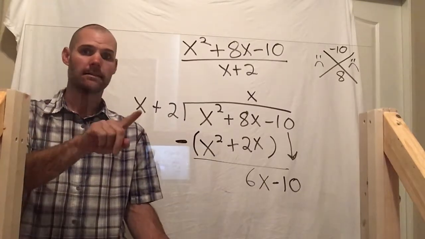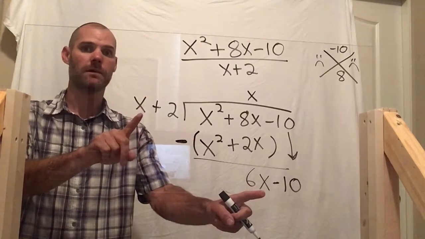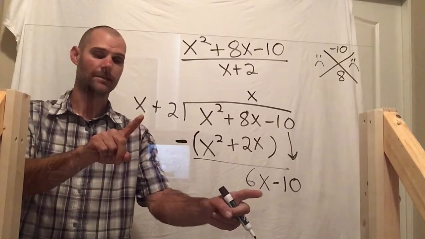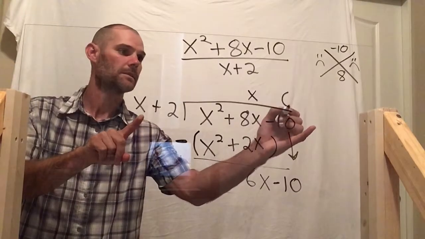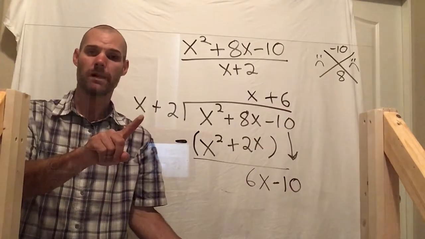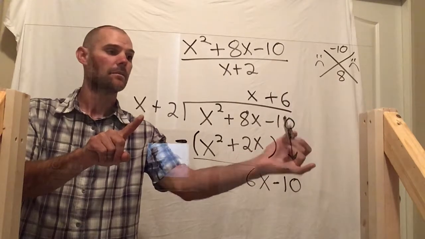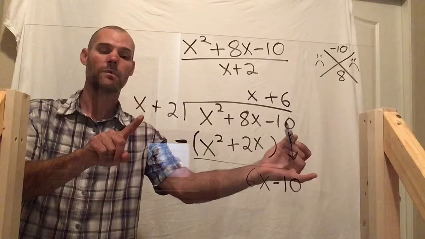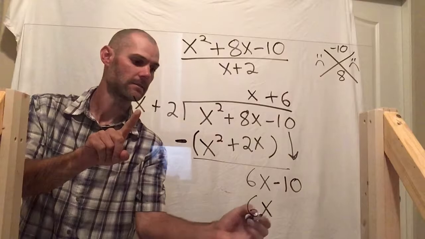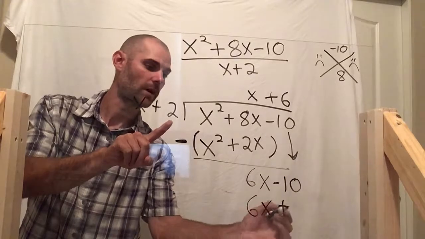Here's my next thought process. x goes into 6x how many times? Or, this times what gets me to 6x? Well, I need x times 6 to get 6x. Is that positive or negative? It's a positive 6, so I'm going to put a plus 6. Notice how my constant term lined up with my constant term here. Now x times 6 is 6x, and 6 times positive 2 is positive 12.